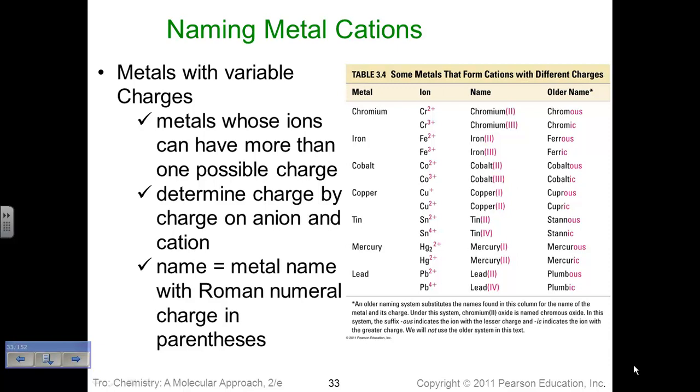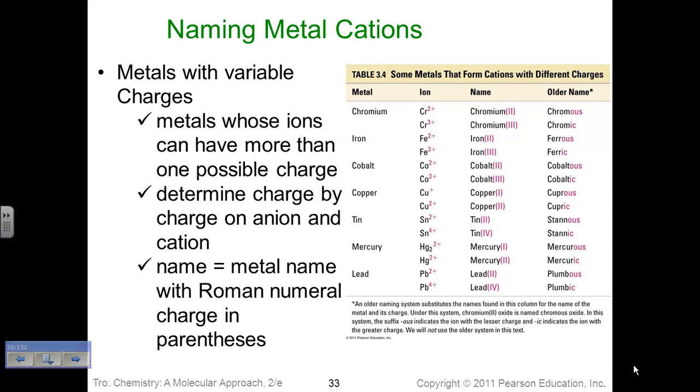Cobalt will either be a 2 or a 3 as well. Copper in nature is a +1 or a +2, copper 1 ion or copper 2. Tin 2 or tin 4 are the two choices for the tin ion. And lead, of course, lead 2 or lead 4, indicating its charge.